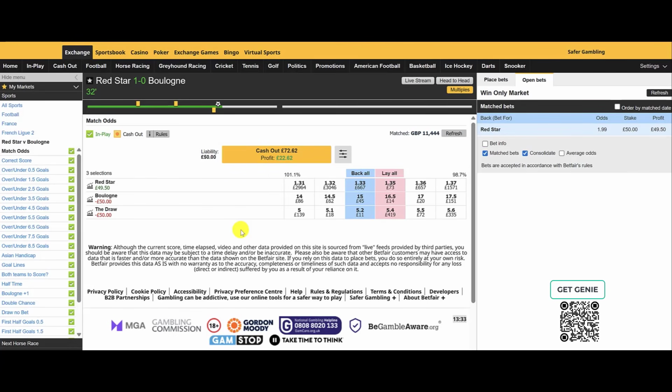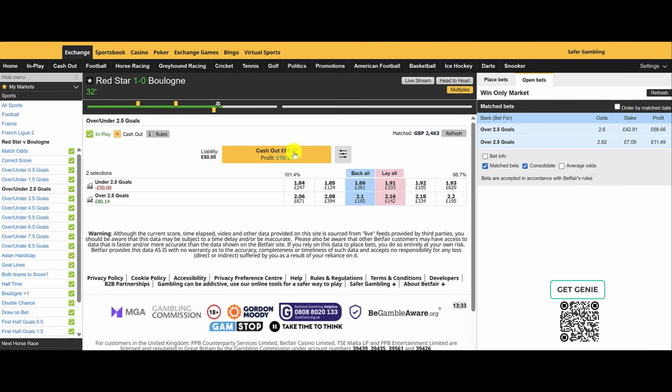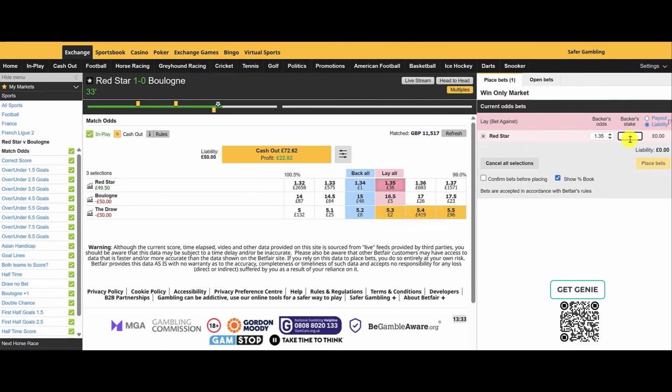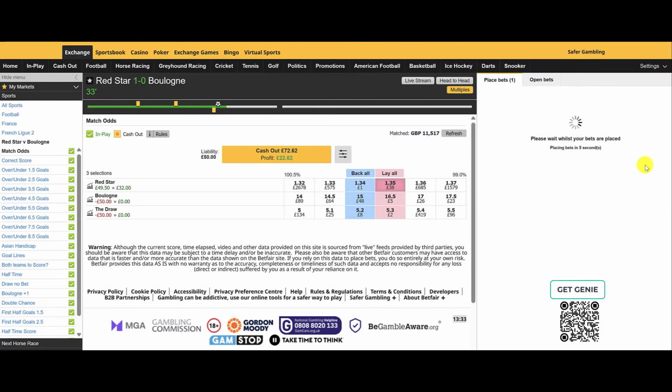Let's see what happens. 32 minutes in, and we've had the opening goal on this one, and it's gone in favor of Red Star. So obviously we're expecting Red Star to take the lead. This is how the match odds market looks. Now the over and under 2.5 goal market looks like this also. So there's profit on both markets. But what we can do, we can try and look for that second goal to try and improve the profit on the over 2.5 goals market.